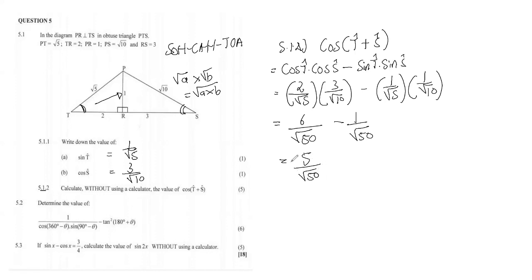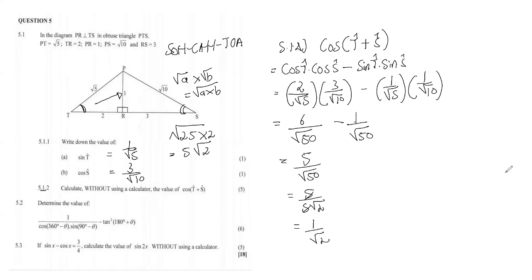Now note that root 50 can be written as root of 25 multiplied by 2, right? The root of 25 is 5, and root of 2 is just root 2. So this will then be 5 over 5 root 2. Now we can see that 5 and 5 will just divide out, so we are left with 1 over root 2, right? There is no need for you to rationalize the denominator here. You can just leave your answer like that, and then you have your 5 marks, as easy as that.